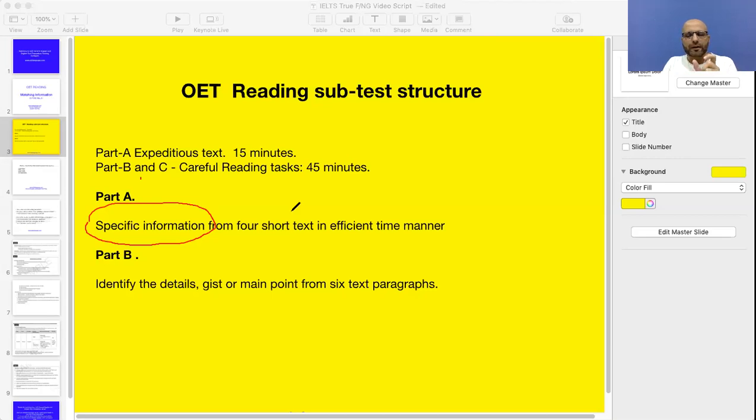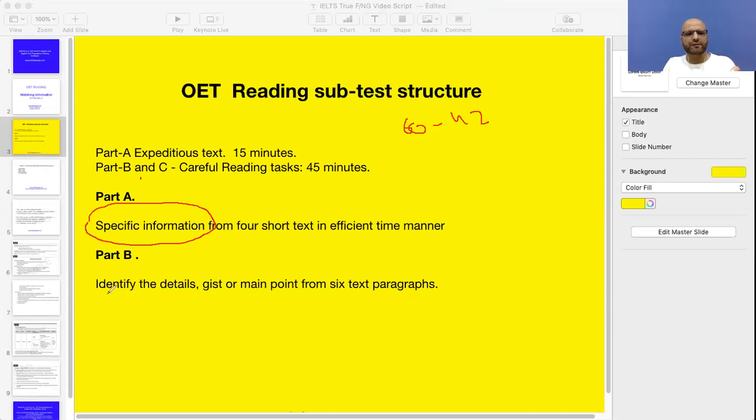And the key here is time. For example, the reading test lasts for about 60 minutes and you have around 42 items to find answers for. If you divide 60 by 42, you get about 1.42 minutes for each question. So that's quite challenging. Part A evaluates your ability to locate specific information from four different short texts, A, B, C, and D.